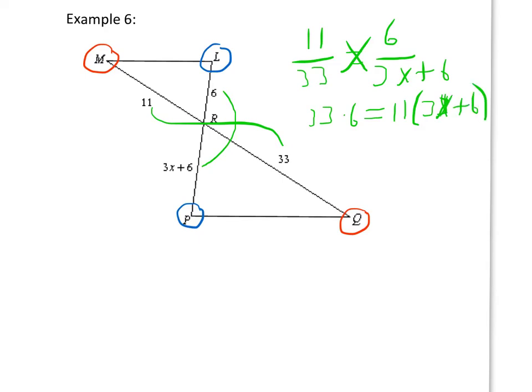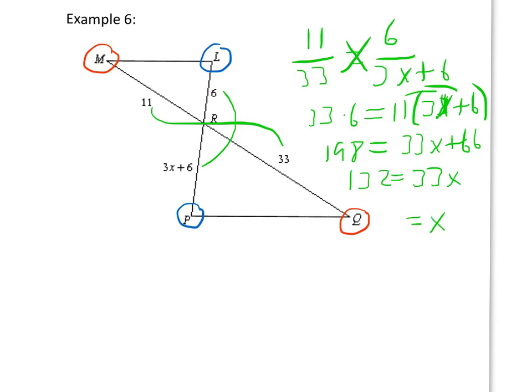So 33 times 6 is 198. Distribute our 11, and we get 33x plus 66. Subtract 66 from both sides, and we get 132. Divide by 33, and we get 4.